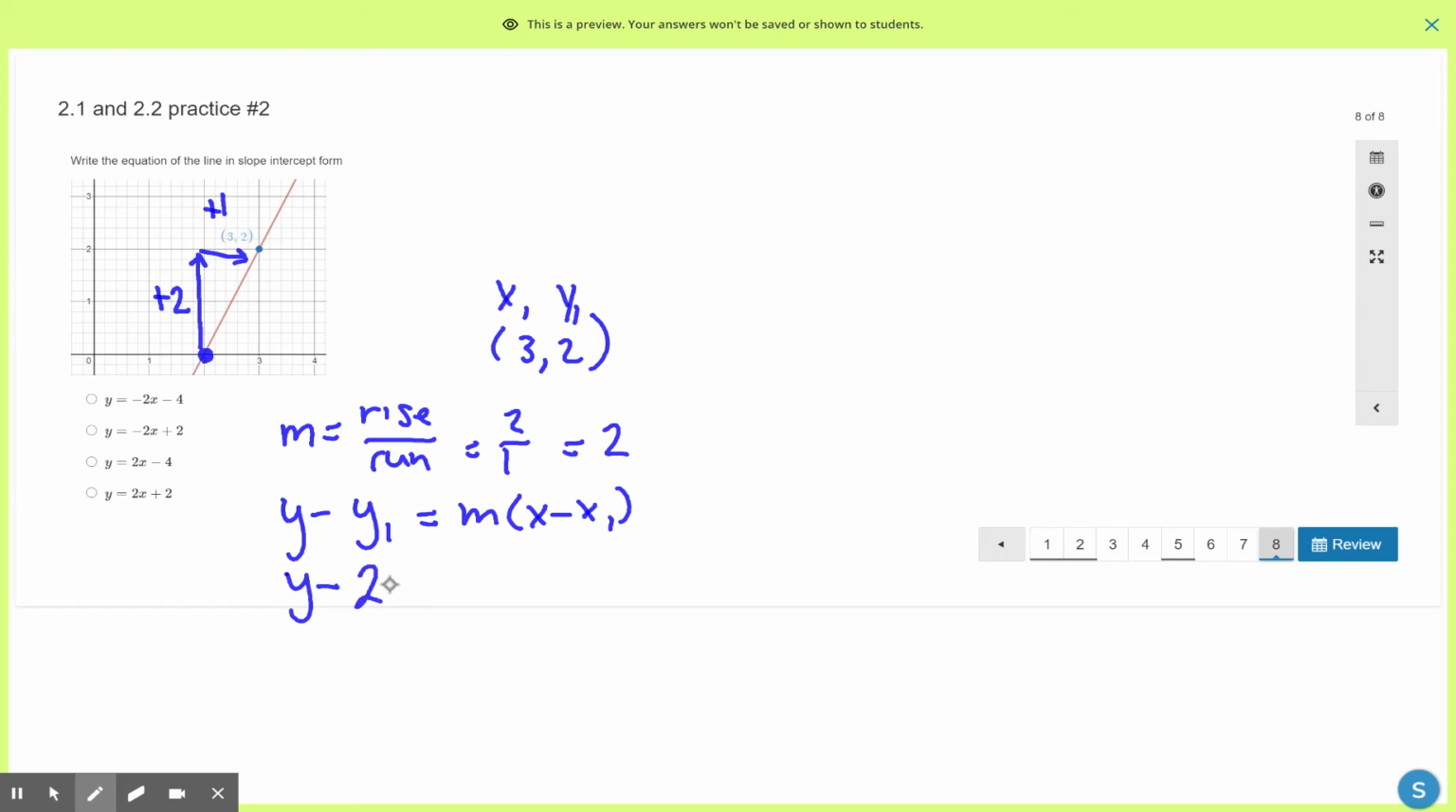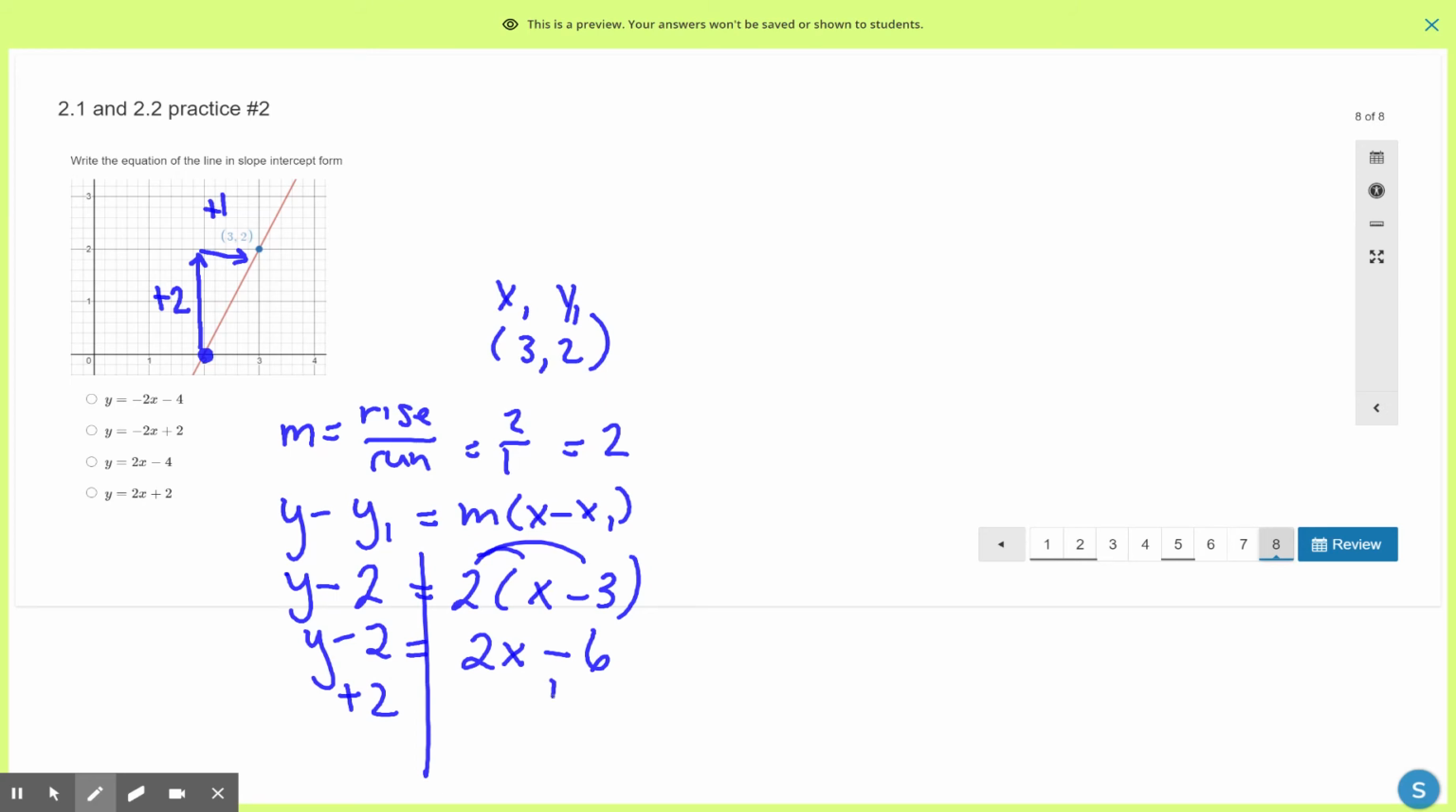Y minus 2, which is our y1, equals 2, which is our slope. X minus 3, the 3 comes from our x1. Then we're going to distribute that 2. And then we're going to solve for y. So we're going to add 2 on both sides. So then we're going to get y equals 2x. Negative 6 plus 2 is a minus 4. So it's y equals 2x minus 4.